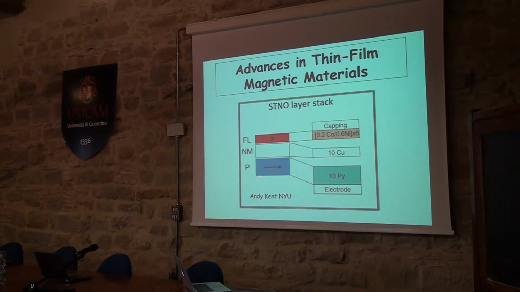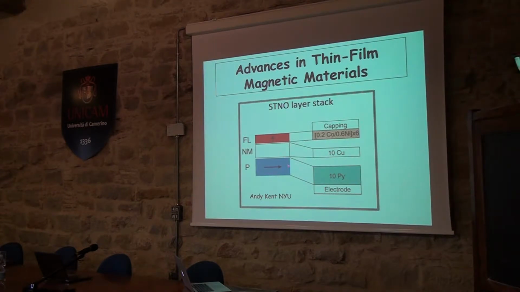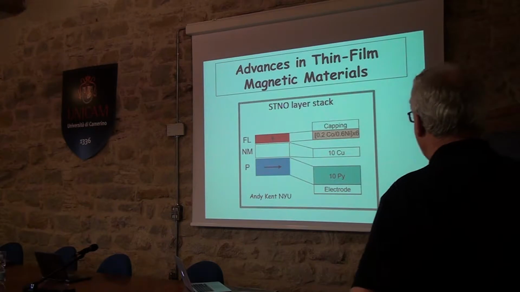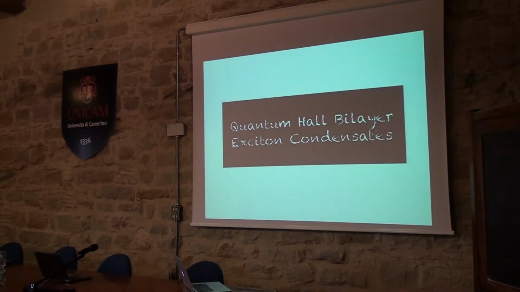This is, for example, from a talk by Andy Kent at New York University, and he was working on making this spin transfer nano oscillator device. But the key capability here is to have nearby magnetic layers, one which is very accurately easy plane, and one which is very accurately easy axis, with a perpendicular axis. And nowadays that's quite routine, although the materials are getting better and better.